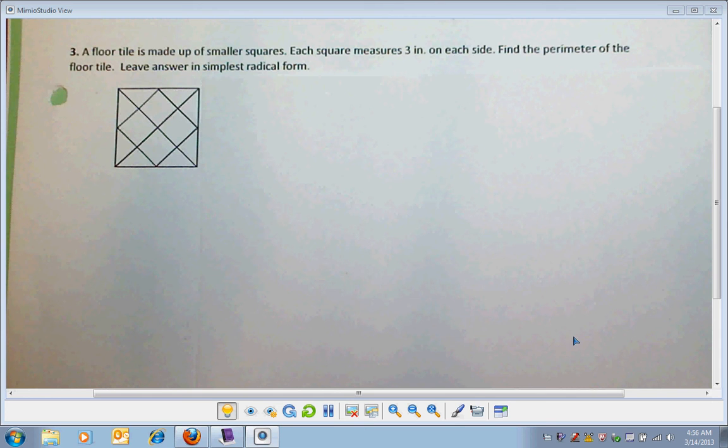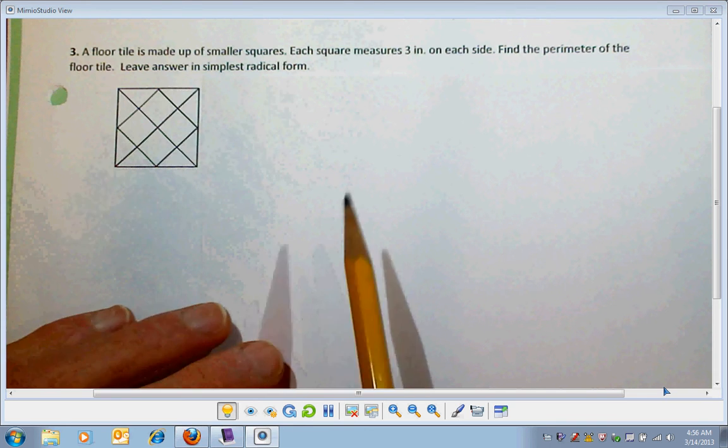This problem is a geometry problem that uses algebra. There's two ways I'm going to show you how to get the information that you need to complete the problem. First, let's see what this problem is.